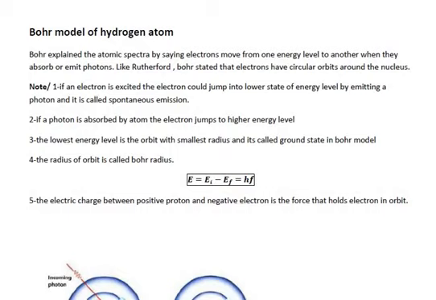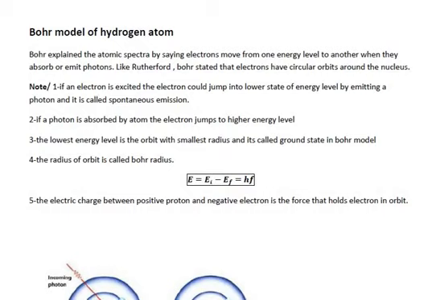Last lesson we talked about Rutherford's model and Bohr's model. Now we will continue from Bohr's model for hydrogen. As you can see, it says Bohr explained the atomic spectra by saying electrons move from one energy level to another when they absorb or emit photons. And like Rutherford, Bohr stated that electrons have circular orbits around the nucleus.